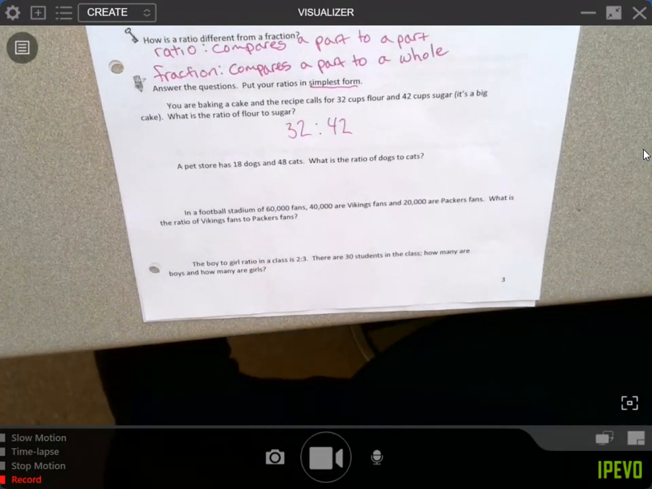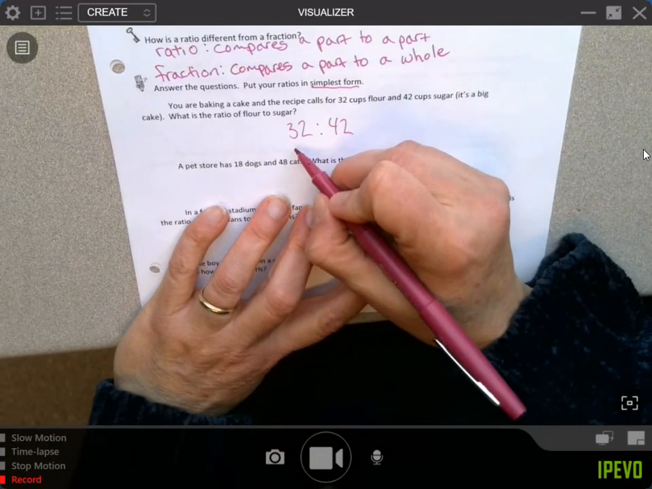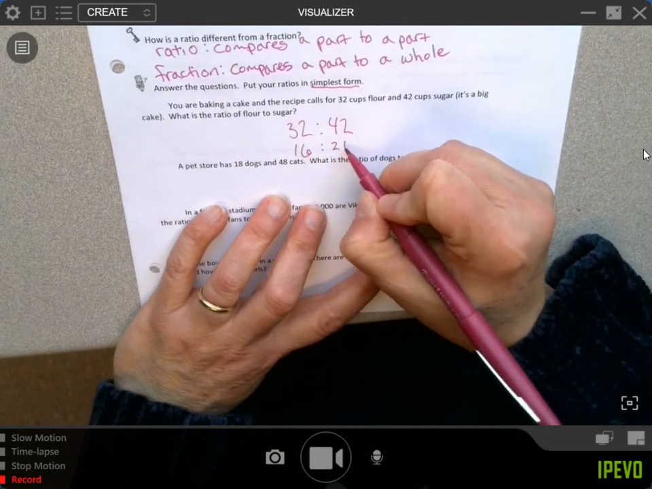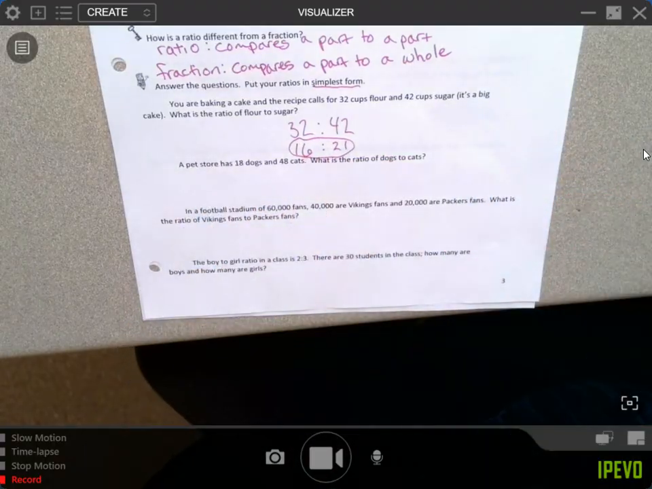Is that my final answer? Why not, Rocco? You said no. Why is that not my final answer? What do I have to do? I have to simplify. 42 and 32. What can I simplify that down to? Graham? 16 to 21. I can divide a 2 out of both sides. I'm going to circle my final answer.